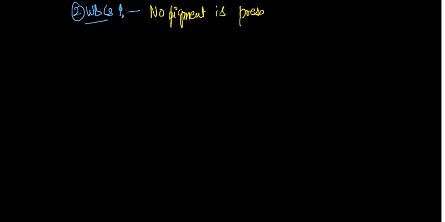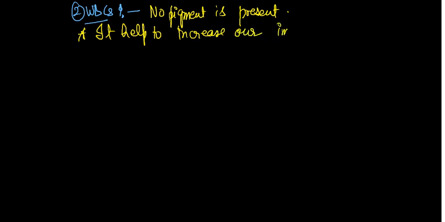The second one is WBCs, also called what? White blood corpuscles or leukocytes. First thing, no pigment is present. Not even a single pigment is present, so it is colorless. It helps to increase our immune system.